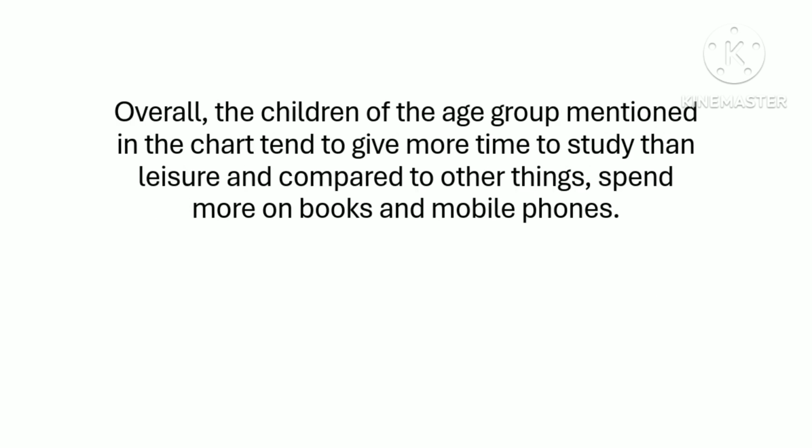In the next paragraph I have written the overall, that are the key points. Overall, the children of the age group mentioned in the chart tend to give more time to study than leisure, and compared to other things spend more on books and mobile phones. So these are the key points, that they are giving more time to study than leisure and spending more money on books and mobile phones. In the overall, we only write the most important key points. Now you can take some time to read this paragraph.